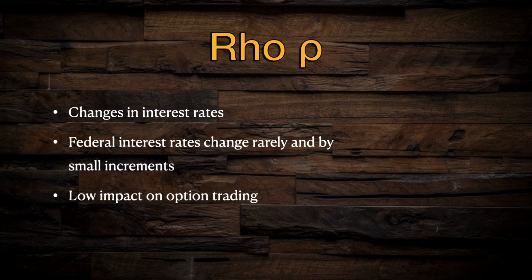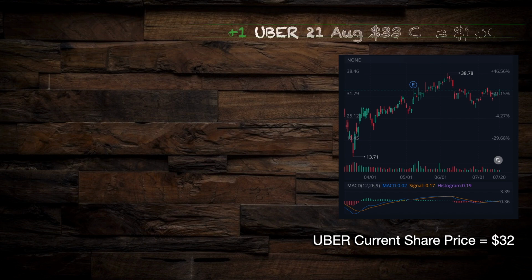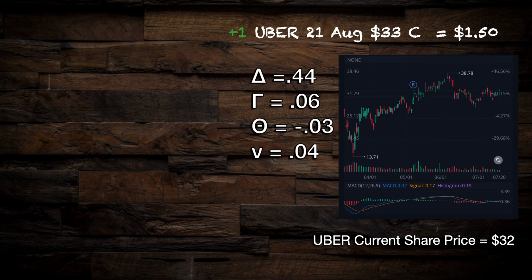Before we wrap it up, let's do a quick example to incorporate everything that we've learned so far. Let's say that we purchase a call contract on Uber with 30 days to expiration and a strike price of $33 for a premium of 1.5 or $150 per contract. With Uber currently trading around $32 per share, this option is out of the money, so we would expect our delta to be below 50. Looking at our trading platform, we see that this option has a delta of 0.44, a gamma of 0.06, a theta of negative 0.03, and a vega of 0.04.